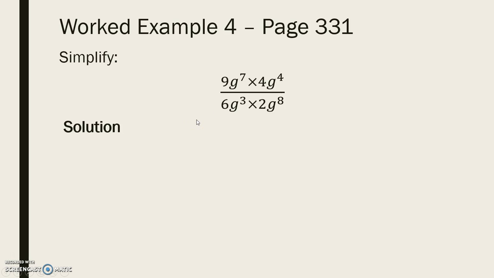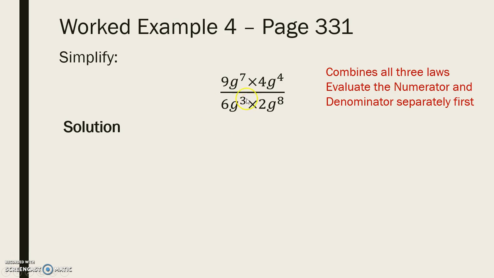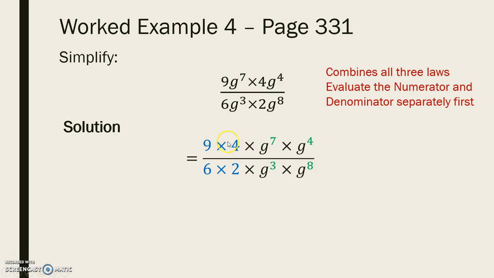Here's a more complex one. So this is actually going to combine all three of our laws together. Once again, evaluate the numerator and the denominator separately, particularly if you're having a bit of trouble. So here our coefficients are 9 times 4 on top, 6 times 2 on the bottom. They have some common factors, so we're going to be able to cancel down. And I've denoted the indexes in green. We have the same base for all of them. So let's cancel down. 9 and 6 have a common factor of 3.